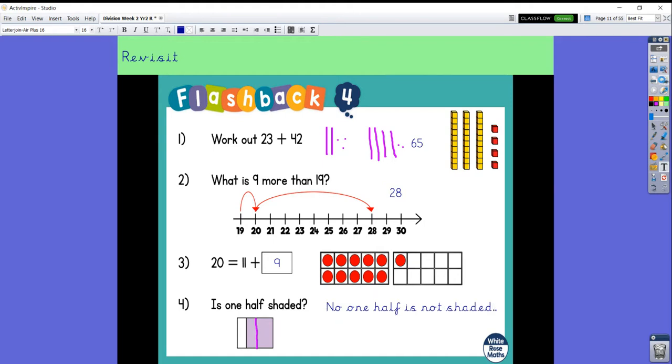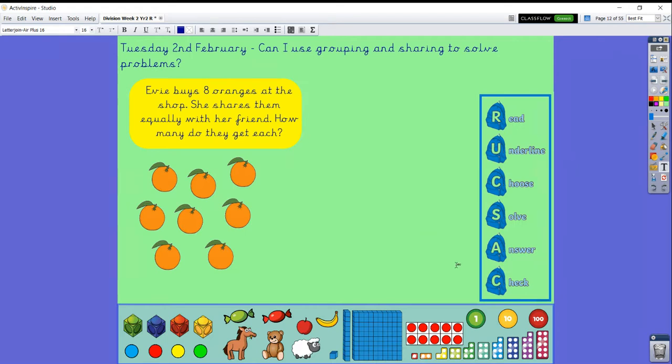Okay, so what are we looking at today? We've seen this before, that our rucksack, using our multiplication. Let's just remind ourselves what rucksack means. It means read the question, underline and understand the important bits, choose what we're going to do, so solve it and then write our answer.